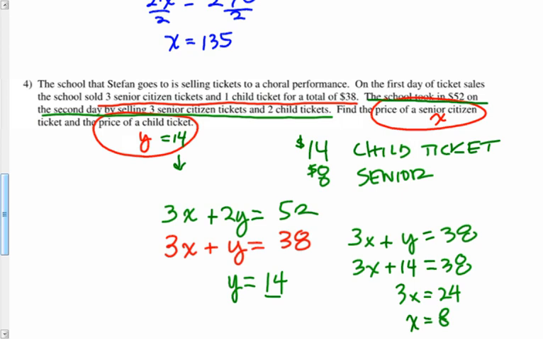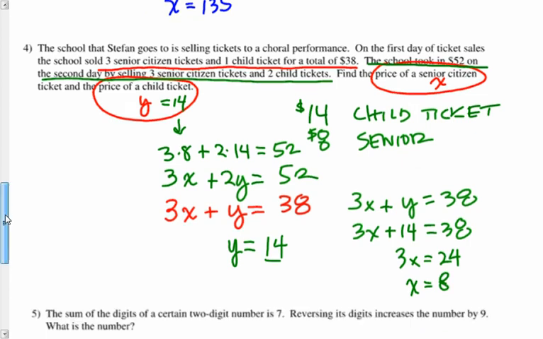Okay, and the last check you want to do is just make sure that 3 times 8 plus 2 times 14 is equal to 52. And I think you'll find that that is true. All right. Let's try number 5 here.